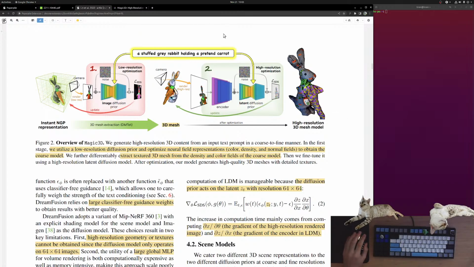Stuffed gray rabbit holding a pretend carrot. So this is the actual image, or the actual 3D model that they trained it on, I suppose. No, there's no 3D model. All the original data comes from a 2D data set of 2D images and text.